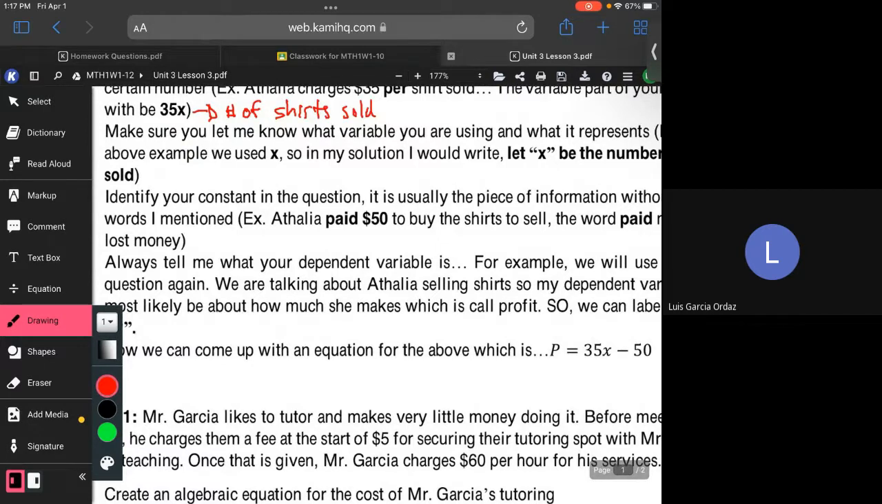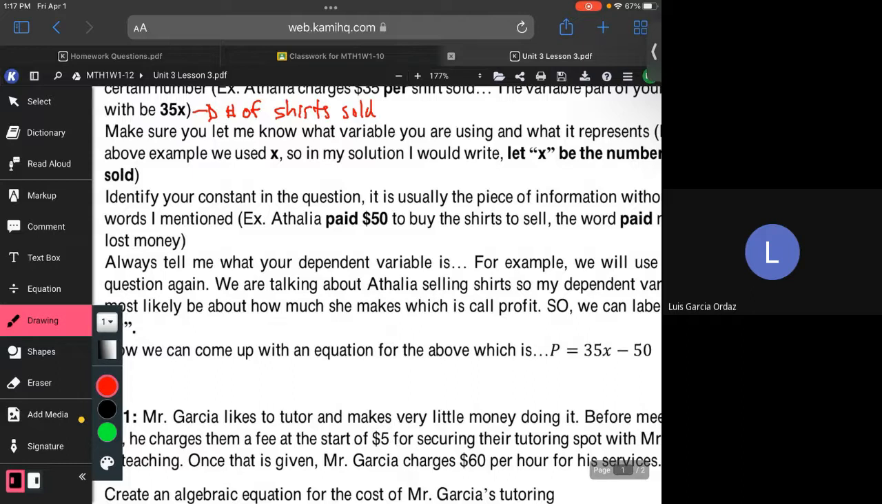What else could we write for t-shirts? What variable can we use? T or S. Okay? So T, S, or X, just in a sentence, right? S represents the t-shirts sold. And your letter always has to be lowercase.